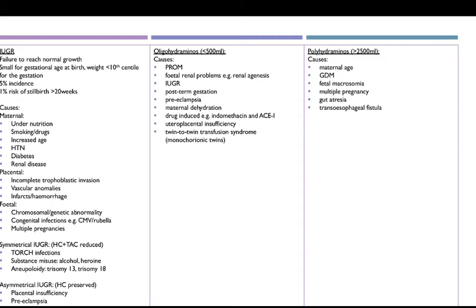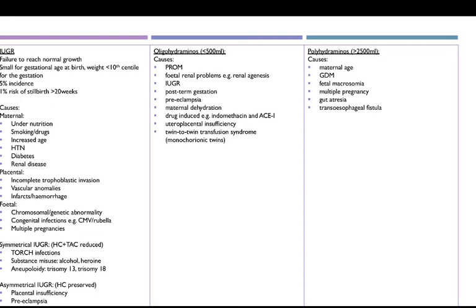Okay, and the next thing we're going to talk about are the causes of oligohydramnios and polyhydramnios. The causes of oligohydramnios: fetal renal problems, so renal agenesis, which we mentioned can be caused by use of ACE inhibitors during pregnancy, intrauterine growth restriction, post-term gestation, preeclampsia, maternal dehydration, drug-induced, we've already said ACE inhibitors, indomethacin, preterm rupture of the membranes, twin-to-twin transfusion syndrome, and uteroplacental insufficiency. So these are all things that can cause oligohydramnios.